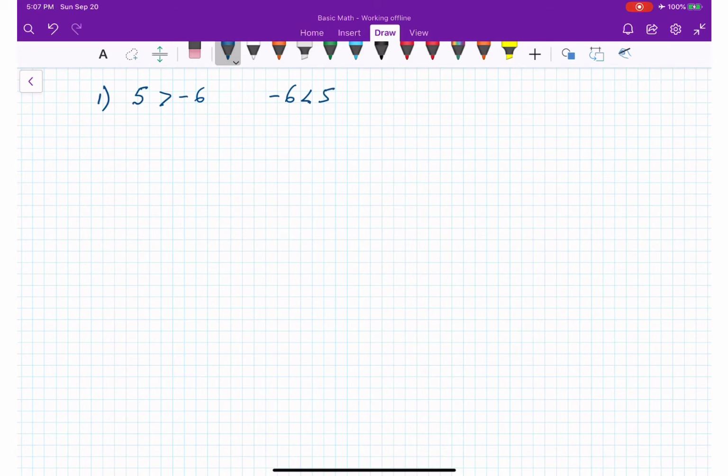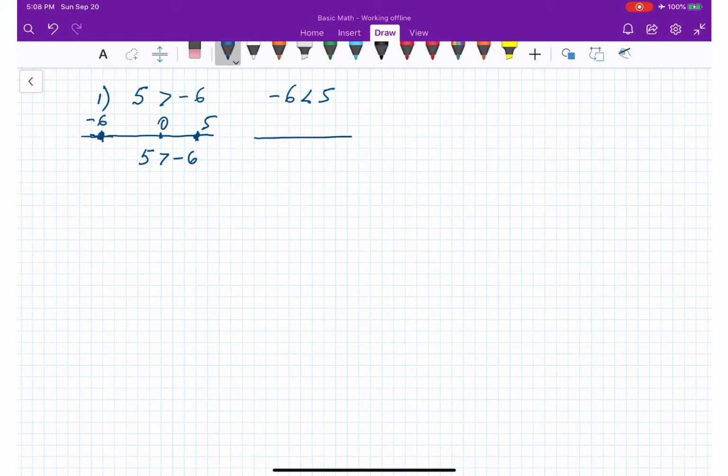Okay, what I'm going to do, this is 0. Let's assume this is 5. Since -6, it's going to be somewhere further, right? -6. So on the line of numbers, the number that's on the right side is always greater than the number on the left side. Therefore, 5 here is greater than -6.